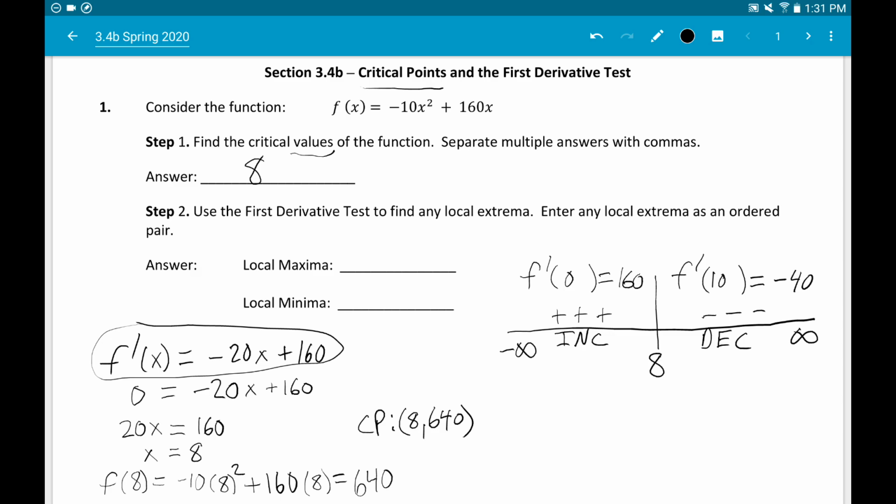Alright, in 3-4a, that's really as far as we had to go. We could label our increasing and decreasing intervals. Here, again, you got to go one step further. We're looking for the actual local maxes and local mins.